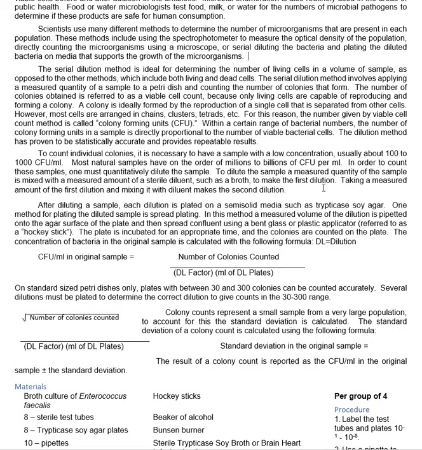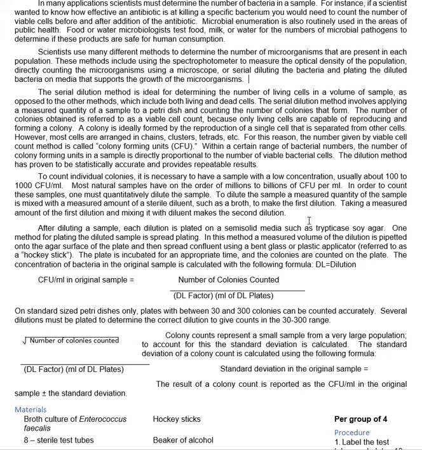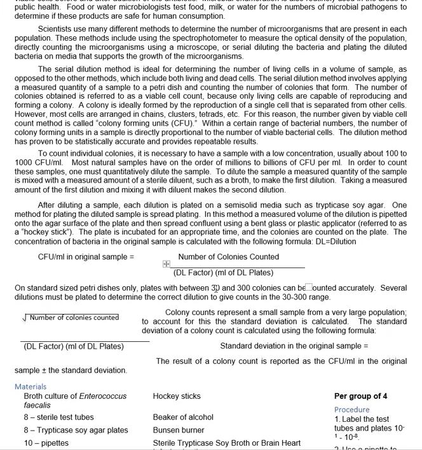Now, we can only count between 30 and 300 colonies. Anything that is beneath 30 is not significant because it's skewed. Anything over 300 we just say too numerous to count.